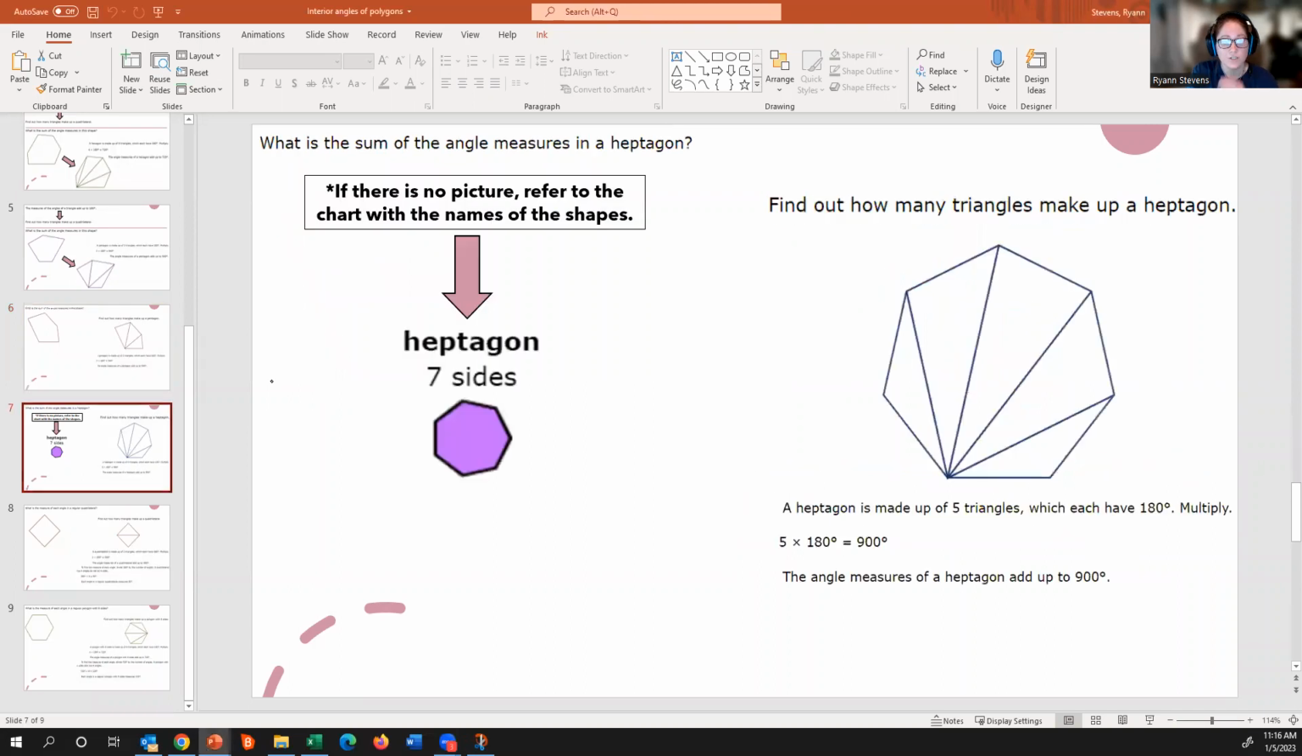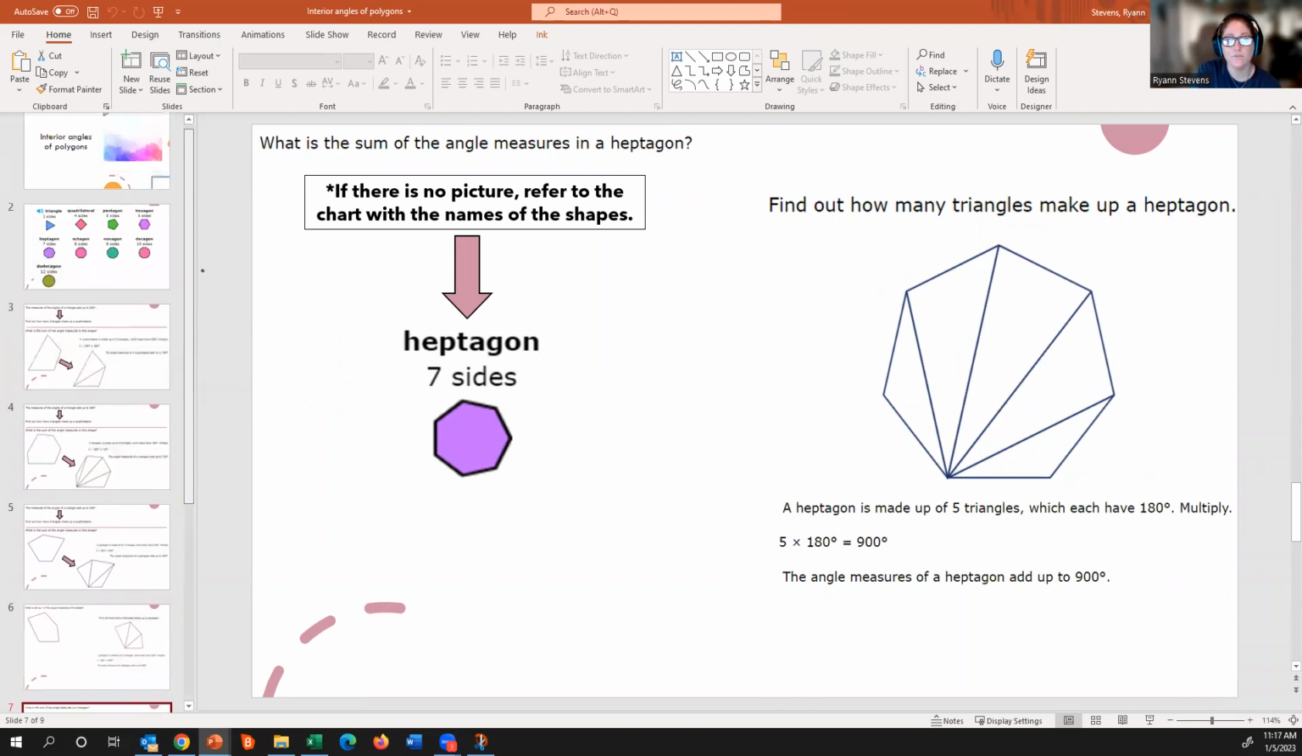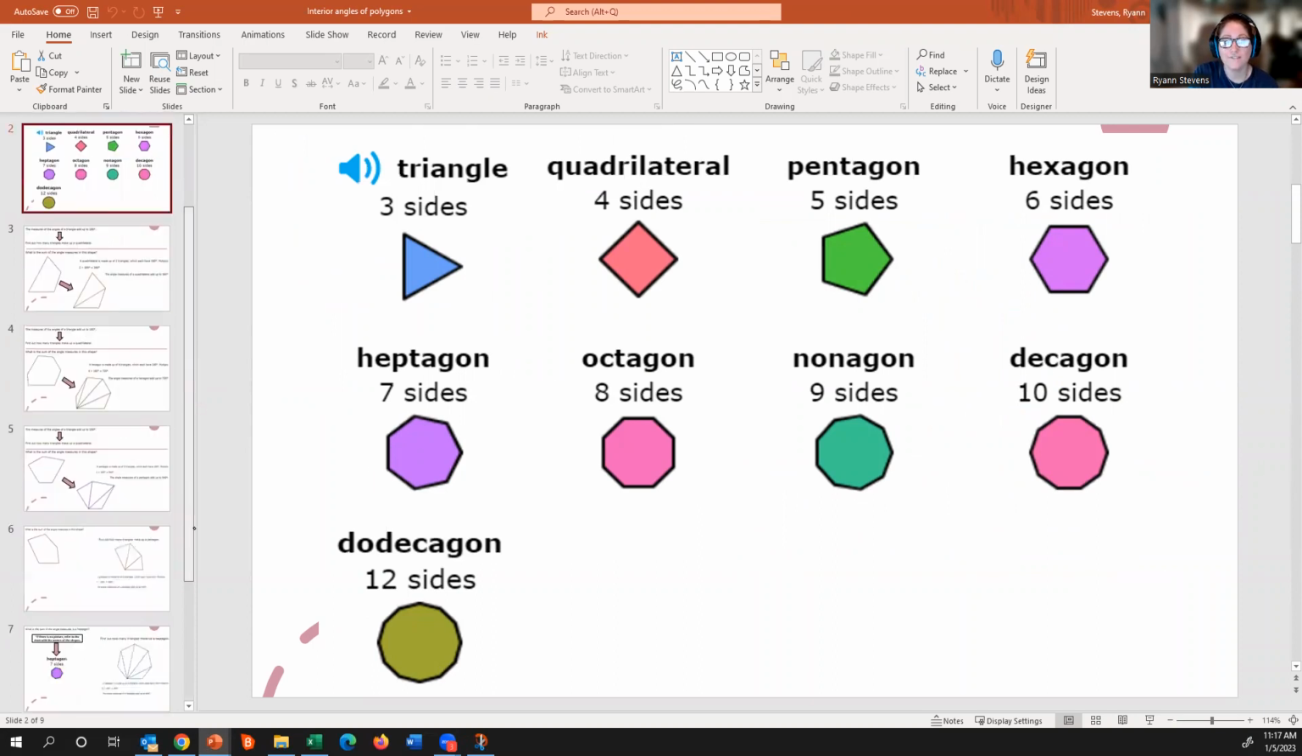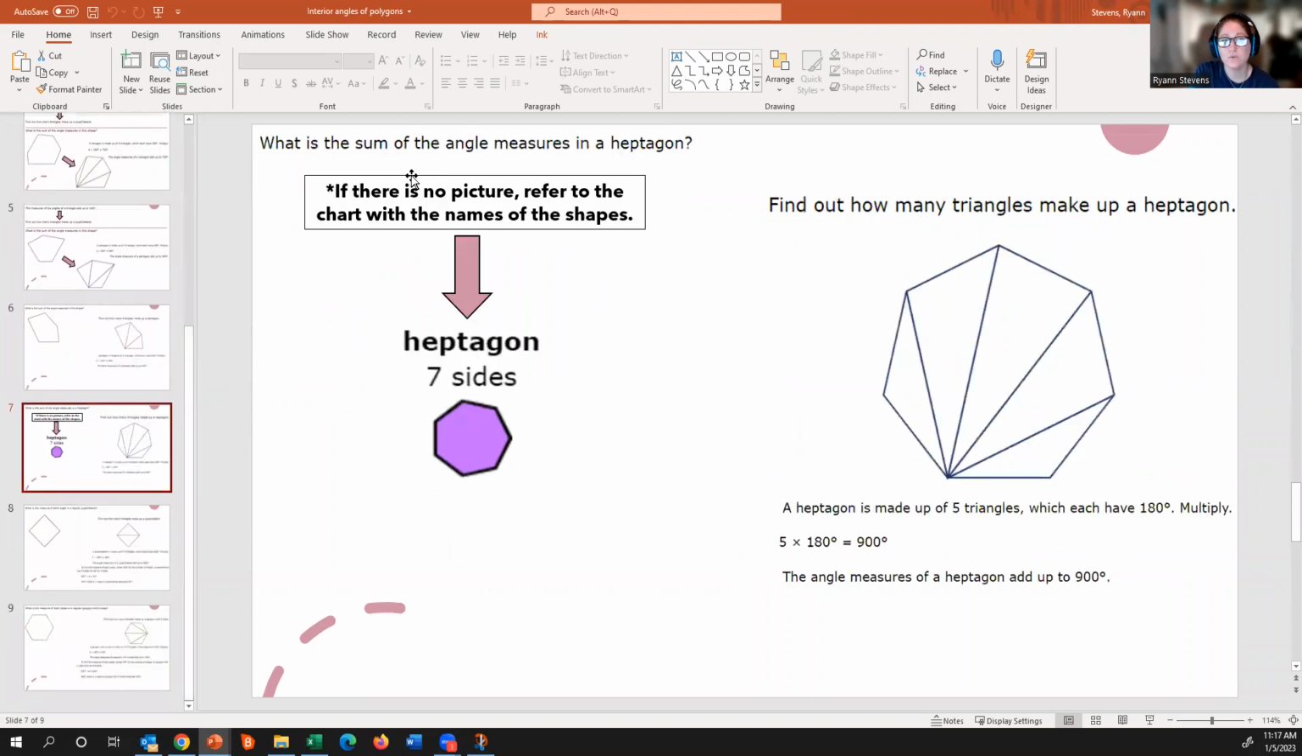There is going to be some questions too where you're not going to have a picture, okay? So if there's no picture, you want to go back to the chart that has the names of the shape with how many sides they have. So this chart from the beginning that I encourage you to take a screenshot of, okay? You can use this. So if it says, what is the sum of the angle measures in a heptagon? We could go back to that chart and pick out what a heptagon looks like. It has 7 sides, okay?